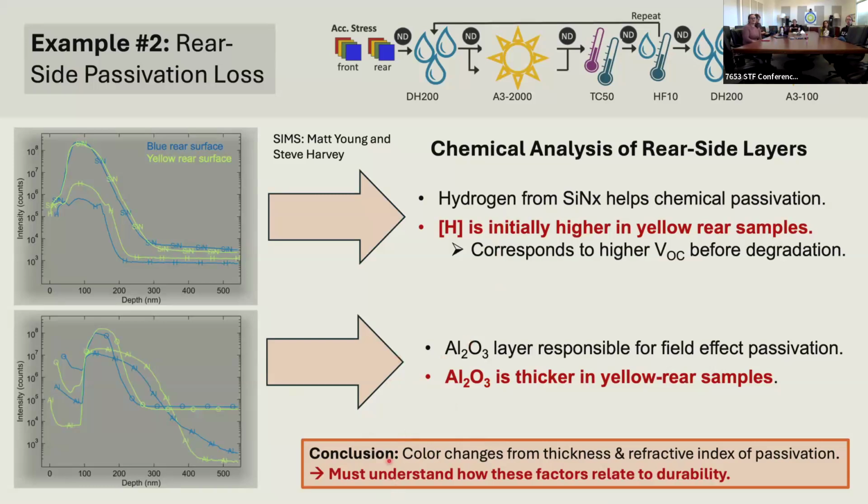So to conclude for those, the color changes here are from differences in those rear side thicknesses and the refractive index of this ARC coating and passivation layers. And while this might not have such a big impact, or people don't care as much maybe for the initial performance, maybe we have to understand if there are additional things going on that could relate to durability.